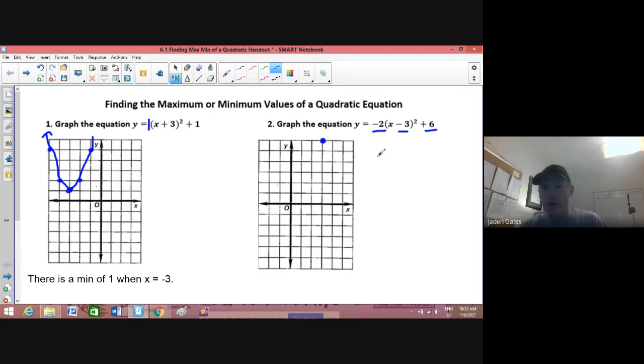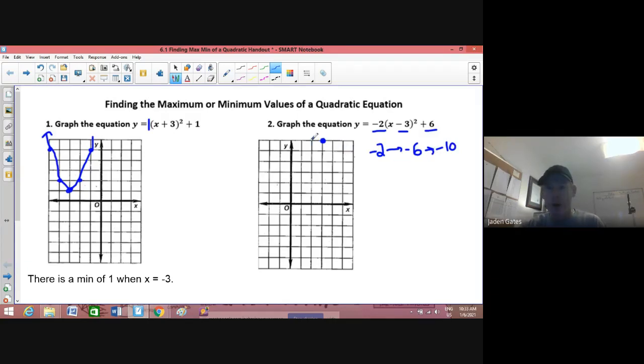Again, my a value is -2. And so I multiply my steps by -2. So I'd have 1 times -2 is -2. 3 times -2 is -6. 5 times -2 is -10. Again, just a little review of graphing quadratics in vertex form.